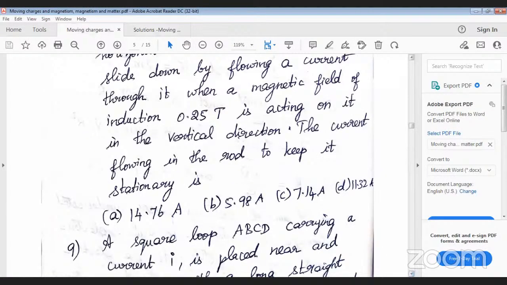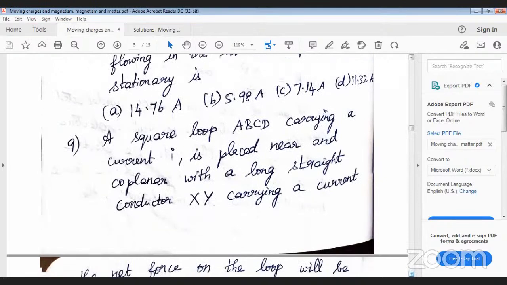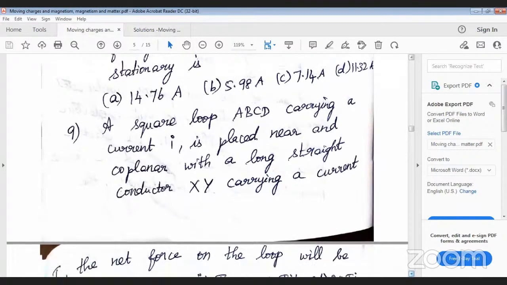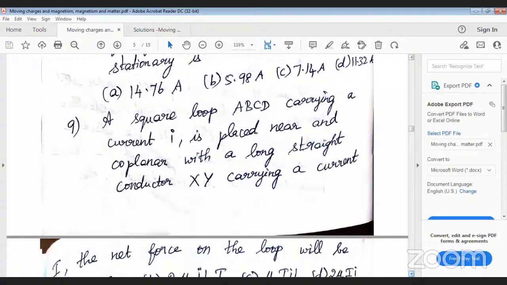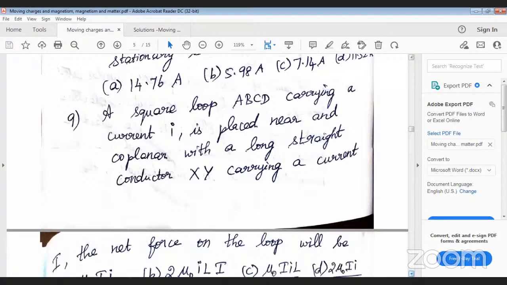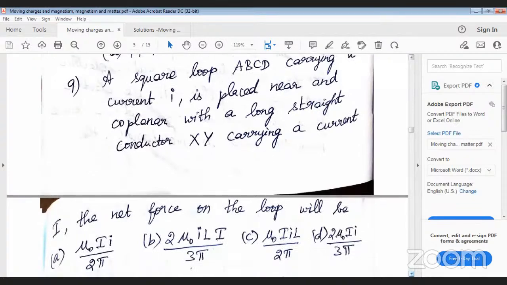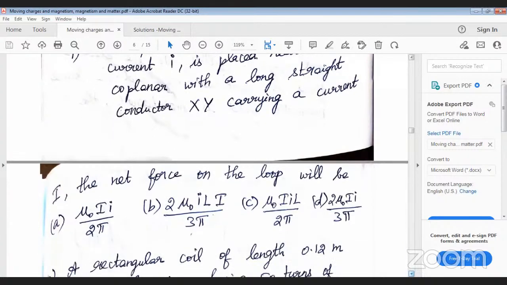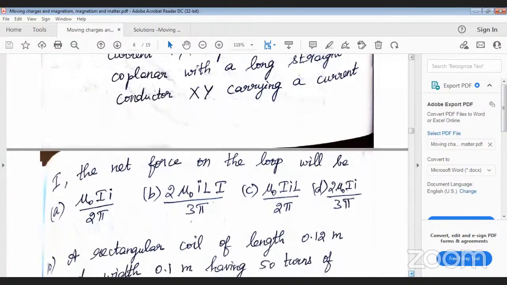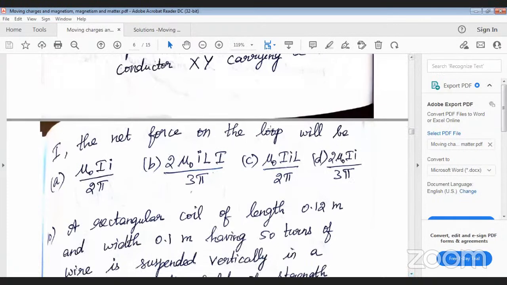Now question number 9. A square loop ABCD carrying a current I is placed near and coplanar with a long straight conductor XY carrying a current capital I. Then the net force on the loop will be. So you have a square loop ABCD carrying a current small I placed with a long straight conductor XY carrying a current capital I. The net force on the loop will be.